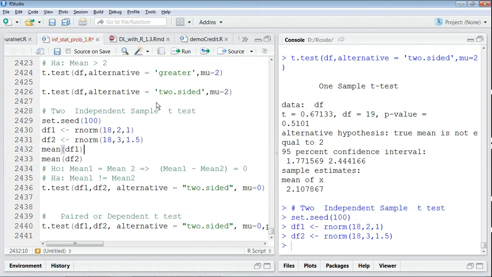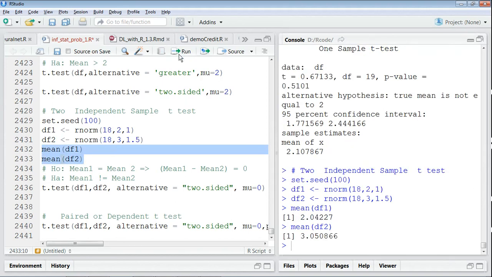Now let's go ahead and see what is the mean value for these two samples. The mean value for the first sample is 2.04 and for the second sample the mean value is 3.05. Both the means are different.